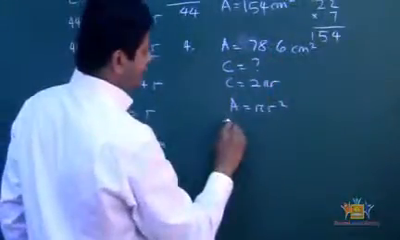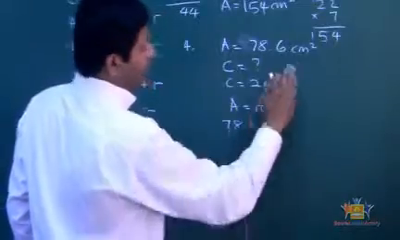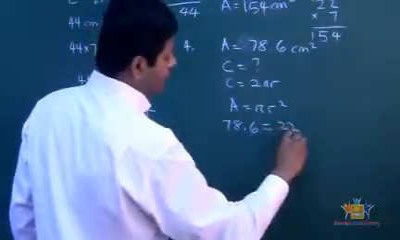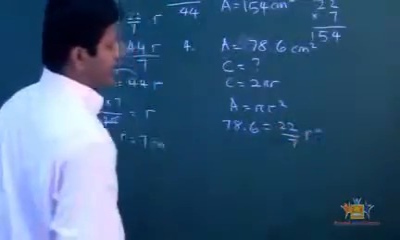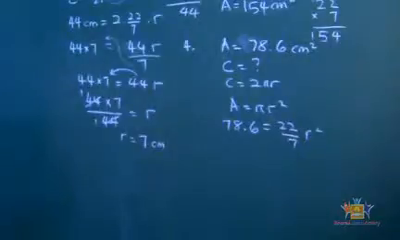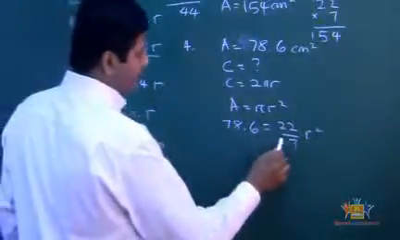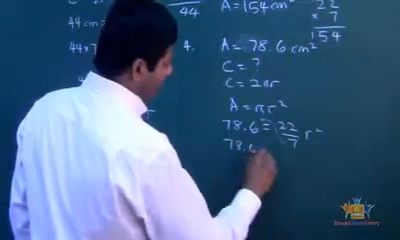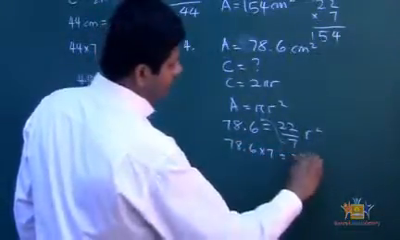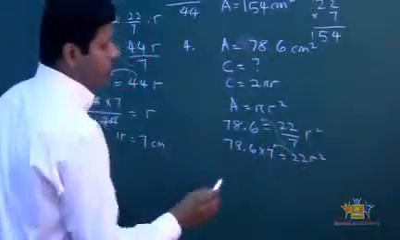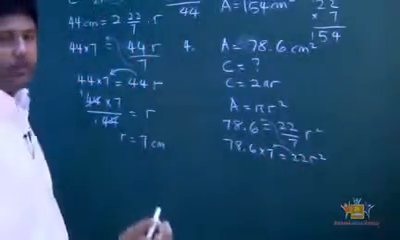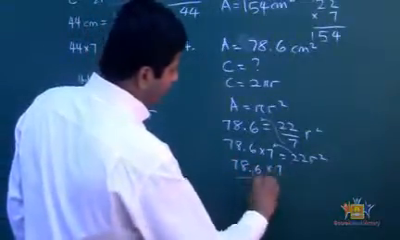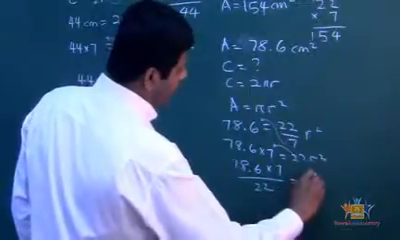So area is 78.6. We're going to set the centimeter squared aside for right now. Pi is 22 over 7, and we don't know the radius, so we put r squared. We are solving for r, so we move the 7. 7 is dividing, cross the bridge becomes multiplication. So 78.6 times 7 equals 22 r squared. Now we take the 22 across. 22 is multiplication, cross the bridge becomes division. So 78.6 times 7 over 22 equals r squared.